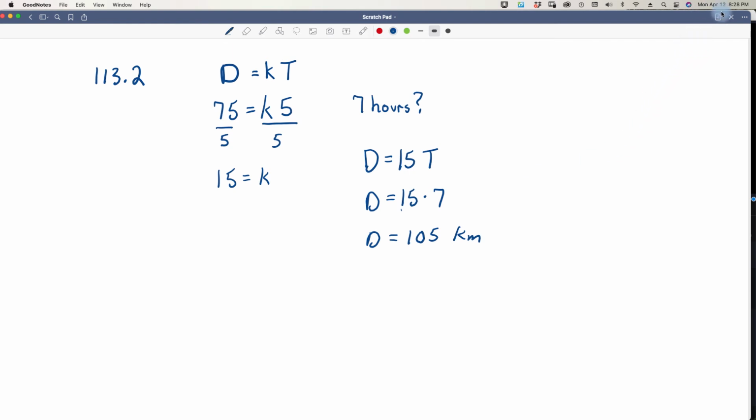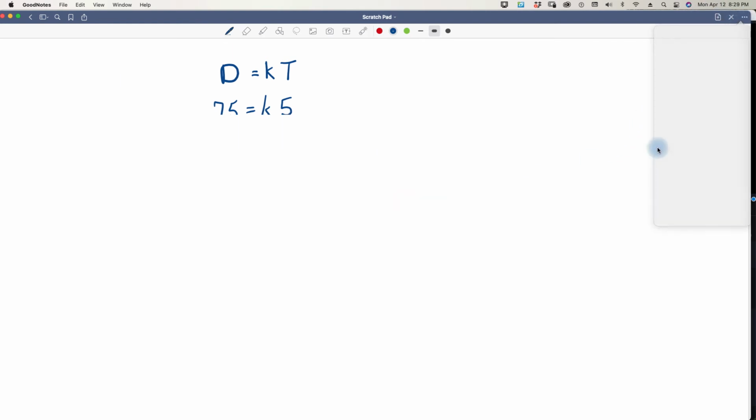So now let's do 113.3. All right. Under certain conditions, the pressure, okay, of a gas, that's just a prepositional phrase we can get rid of, varies directly as the temperature. So the pressure varies directly as the temperature. When the pressure is 800 pascals, the temperature is 400 Kelvin.